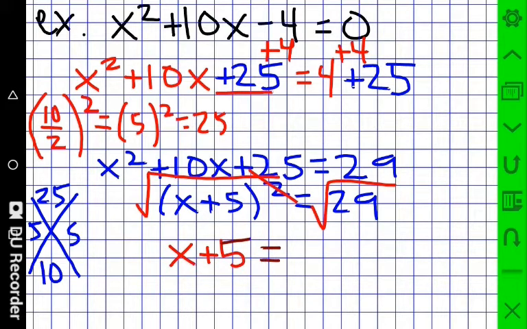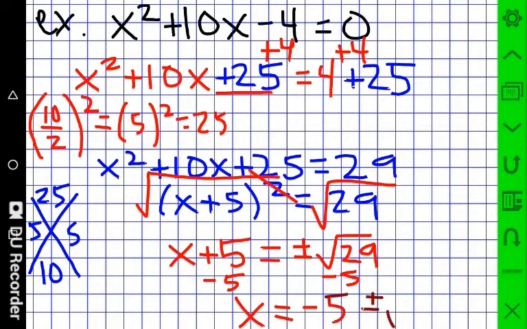Notice that 29 is not a perfect square. Every problem so far I've given you is a perfect square, and you will have one like this on your assignment where it's not perfect. So we're going to keep it as plus or minus the square root of 29. Now I'm going to get x by itself by subtracting 5, and if you remember correctly, I cannot put these together, so it's x equals negative 5 plus or minus the square root of 29. That's going to be my final answer.